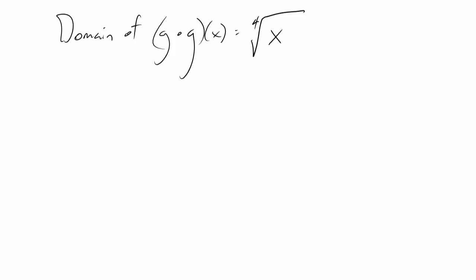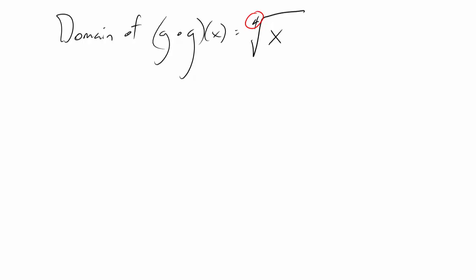All right, here we are looking for the domain of the function g composed with g of x, which we found to be the 4th root of x. Again, with domain functions, we're looking for values that don't work, so we want to look for things like dividing by 0 or taking the square root of a negative number. Actually, any even indexed root of a negative number is bad for us. So in this case, we have 4, which is, in fact, an even number.